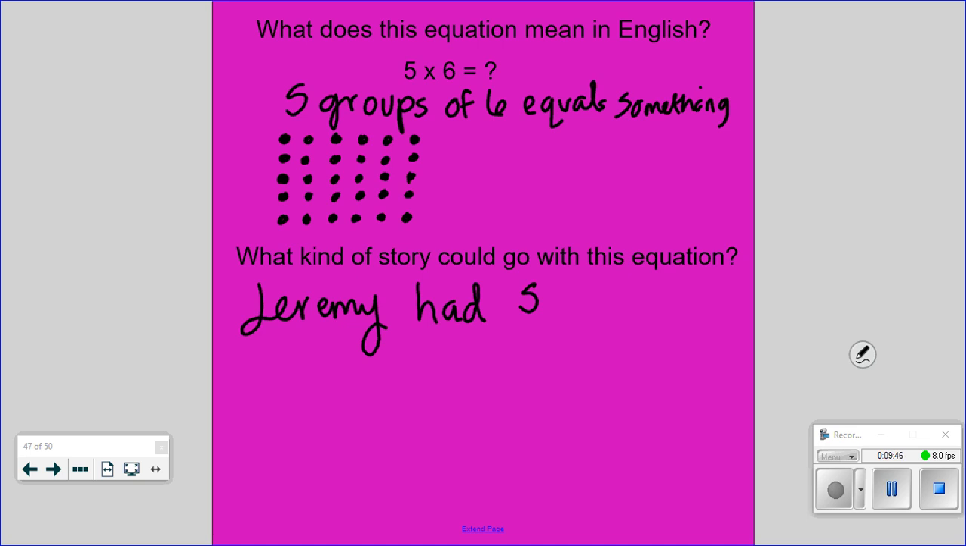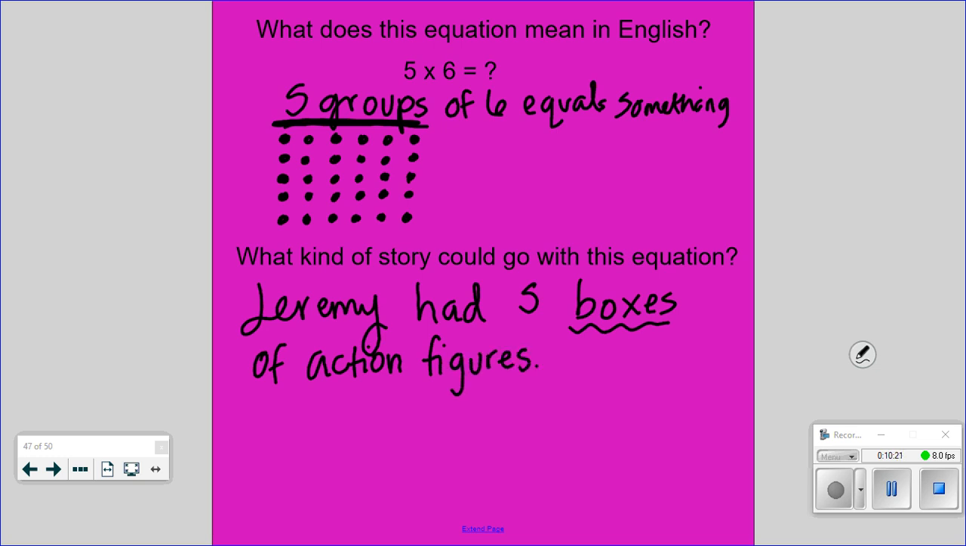So I heard Braden first, he said 5 action figures, and then he changed it to boxes of action figures. Remember, the 5 in this problem is talking about groups. So Braden, when he was making his story, needed to make a group. A box could be groups because you could put things in it. So Jeremy had 5 boxes, there's his groups, of action figures. Sounds like Jeremy's having a yard sale. With 6 in each box. Jeremy had 5 boxes of action figures.